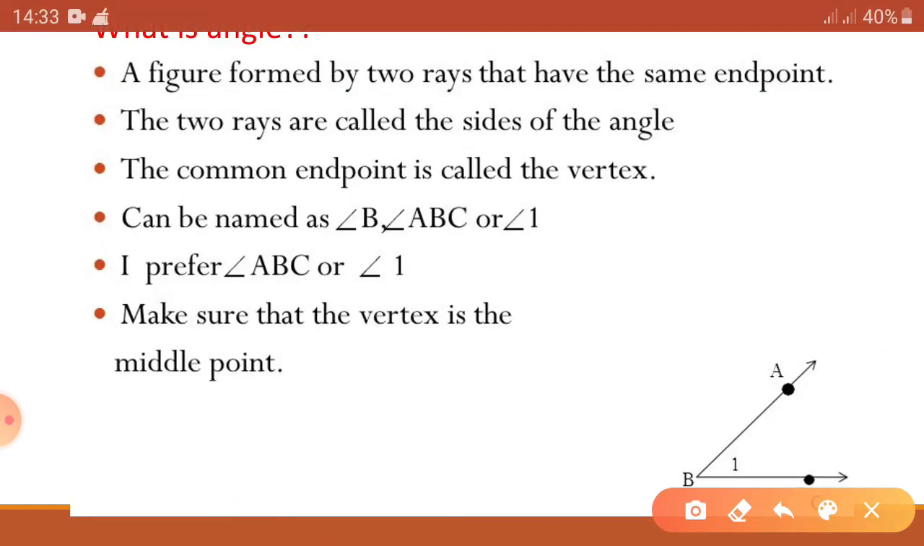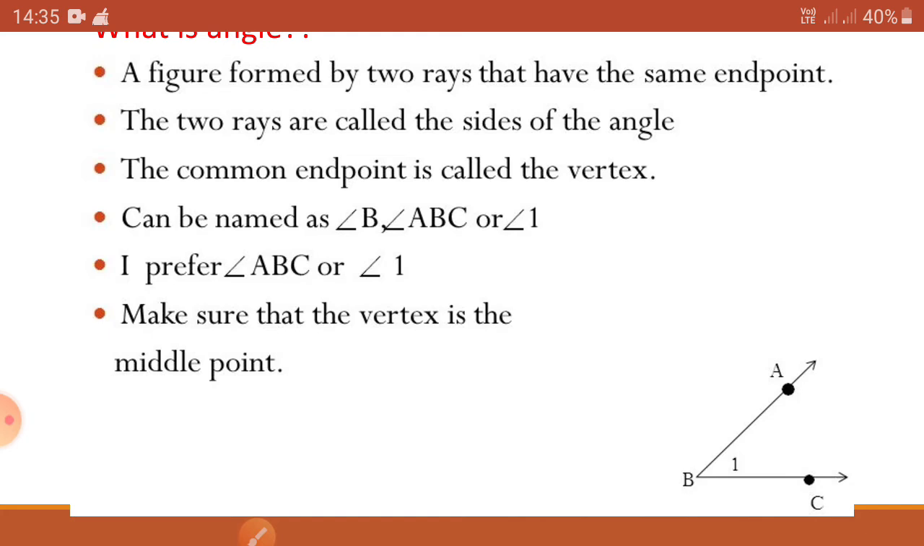Now the next question is, what is an angle? An angle is formed when two rays originate from the same endpoint. Here the point is B. From here two rays BA and BC originate. This point is known as the vertex. So here B is the vertex, the endpoint of the two rays. AB and BC are the rays of this angle.